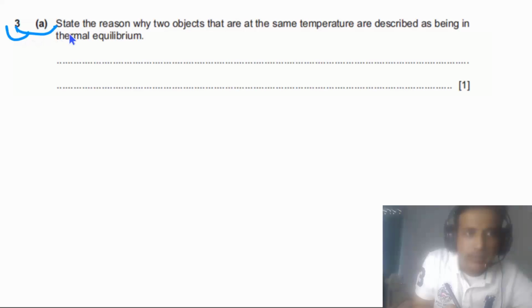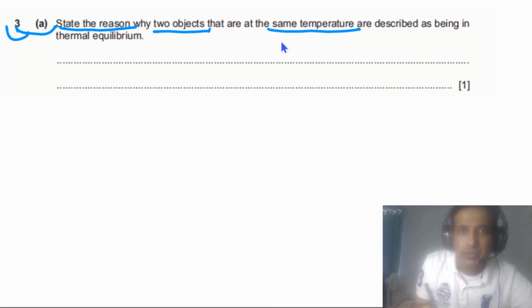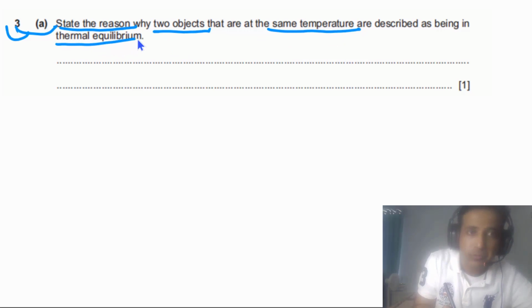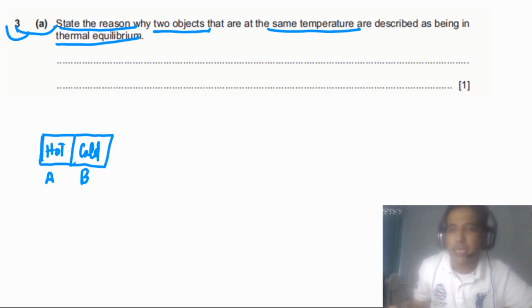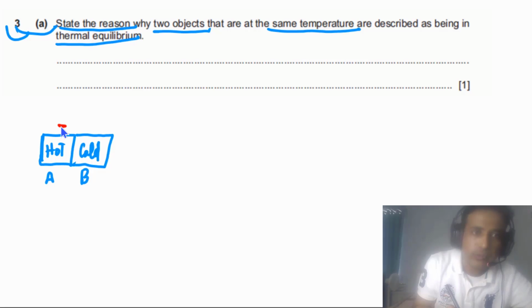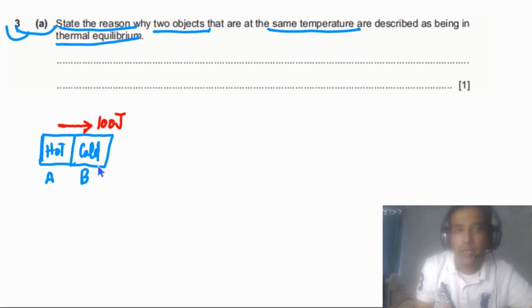Question 3 part A says, state the reason why 2 objects that are at the same temperature are described as being in thermal equilibrium. Let's try to understand this with one simple example. Imagine that we have object A and this object is hot, and we have another object, B, which is cold, and they are at 2 different temperatures. So in this case, thermal energy will flow from the hot to the cold object. Let's say this is 100 joules of energy.